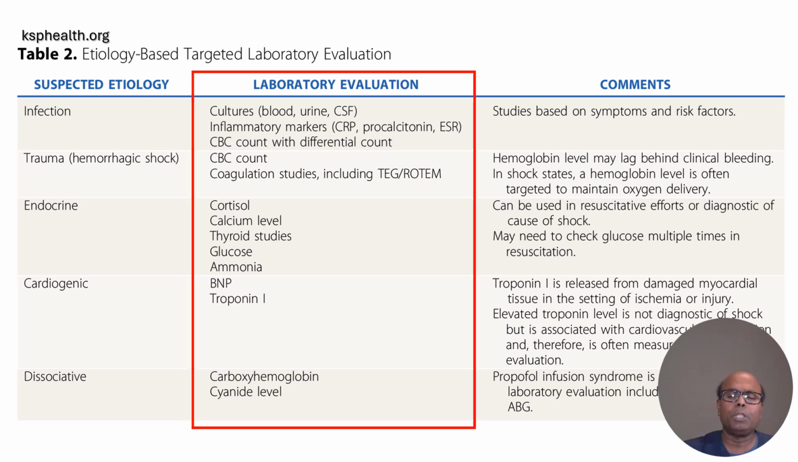Lab studies depend upon what you suspect. If you suspect infection, draw cultures, inflammatory markers including CRP and procalcitonin, and CBC with differential. In trauma patients, draw coag studies, including TEG. If you suspect endocrine issues, check cortisol, calcium level, thyroid, glucose, and ammonia. In cardiology, if you suspect cardiogenic shock, get BNP and troponin I. If you suspect dissociative shock, get the carboxyhemoglobin and cyanide level.